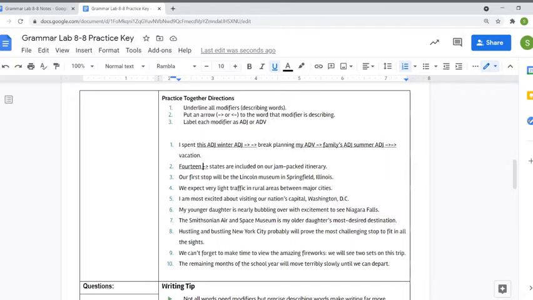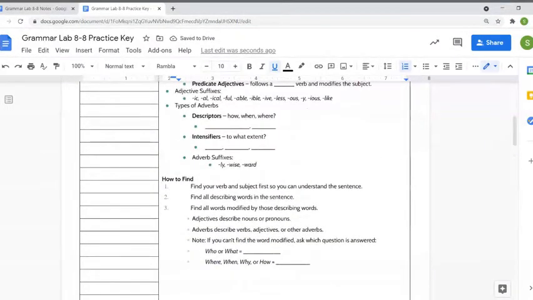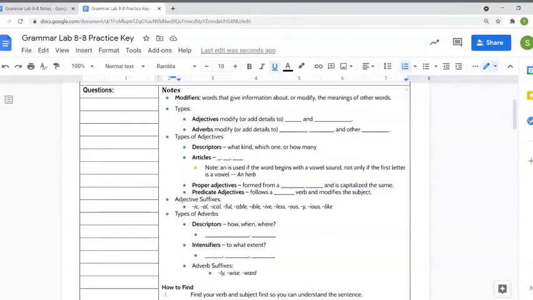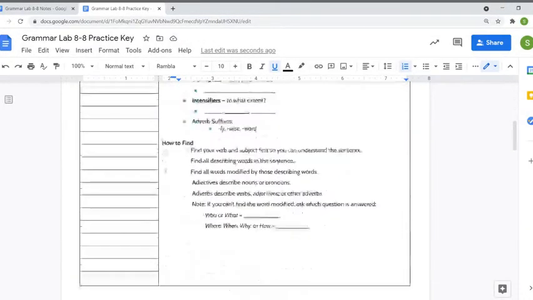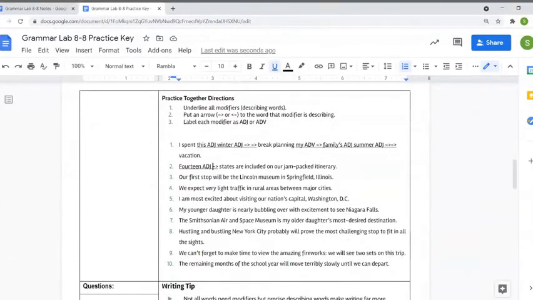Well, states is a noun. That's a thing, right? So we're going to label that as ADJ because 14 describes the noun states. And again, in terms of adjectives, how many, so numbers are typically going to be adjectives. Are included in our jam-packed itinerary. So nothing's describing the included. The itinerary, the agenda, what were you doing?